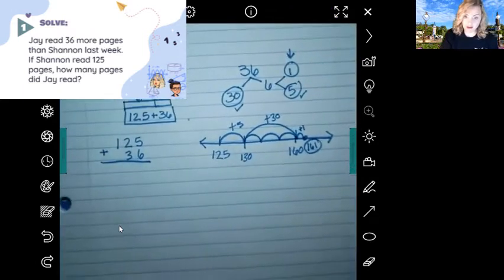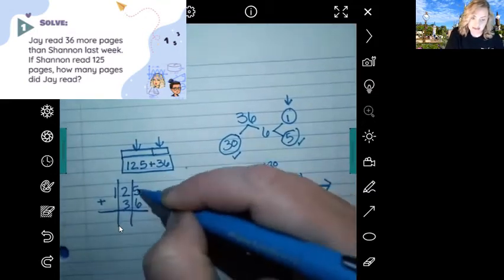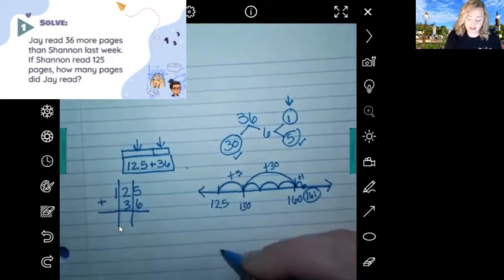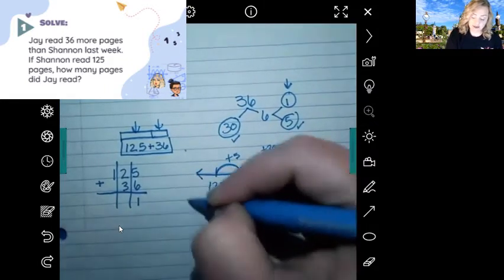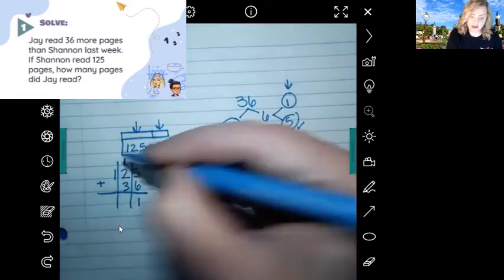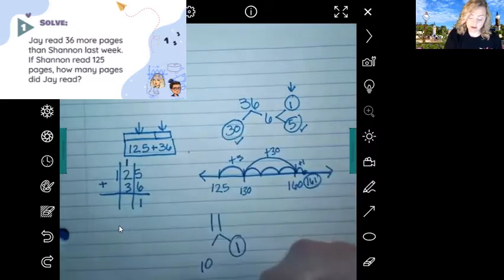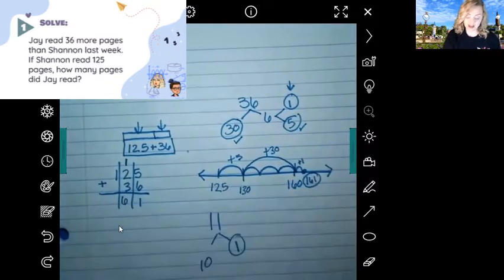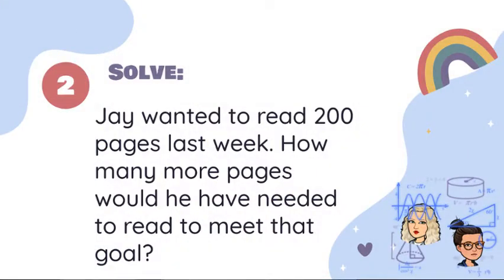So now I'm going to use the algorithm to check my work. So I know that 6 plus 5 is 11, and in the number 11, I have 1 ten and 1 one. So I put my 1 in the ones place, and I have to regroup that 10 over to the tens place. Now I'm going to add 3 plus 2 is 5, and 1 more makes 6. Okay, and then 100, bringing it down, is 100. So my answer, check.